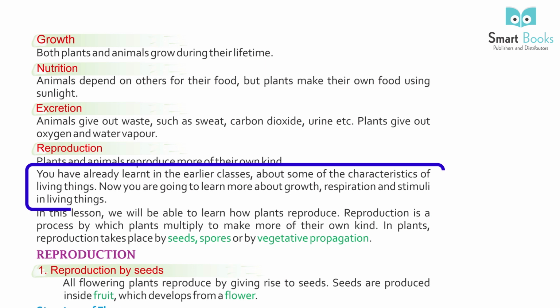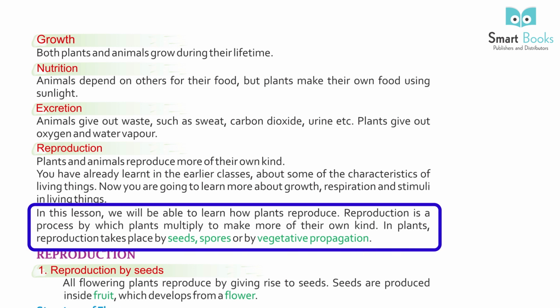You have already learnt in earlier classes about some of the characteristics of living things. Now you are going to learn more about growth, respiration and stimuli in living things. In this lesson we will learn how plants reproduce. Reproduction is a process by which plants multiply to make more of their own kind. In plants, reproduction takes place by seeds, spores or by vegetative propagation.